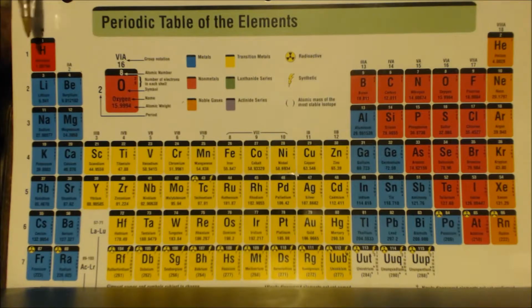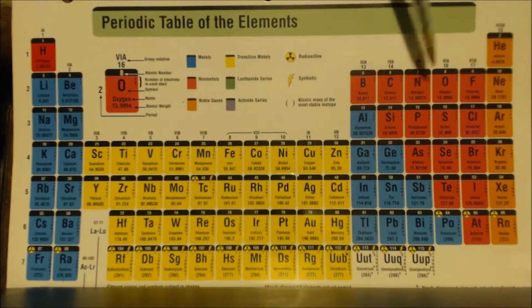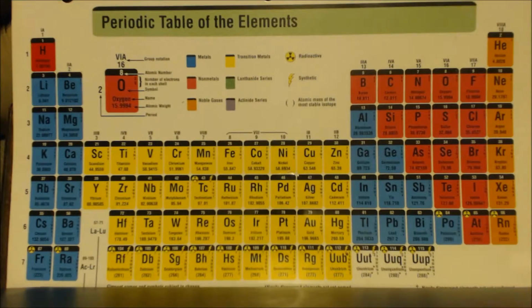So these are numbered too by group. Group 1, 2, 3, 4, 5, 6, 7, 8. If you can add two numbers together to equal 8, this should be easy, okay? Like 7 and 1 make 8, right? 6 and 2 make 8. 5 and 3 make 8.